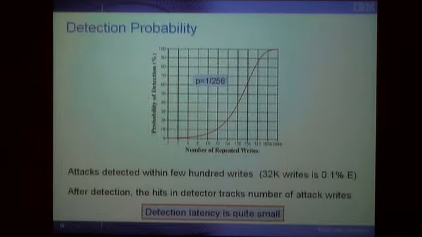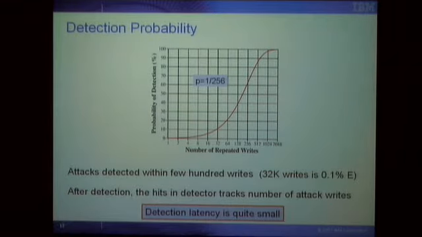What is the detection? Whenever an access goes and it's not in the detector, it's inserted with a small probability p, 1 over 256. This graph shows the probability of detection versus the number of attack writes. So within a few hundred attack writes, the probability that the attack line will get detected is fairly high. Given that the baseline system has an endurance of 32 million, even if it took 32,000 writes, that's a negligible amount of lifetime loss. So the detection latency is quite small.